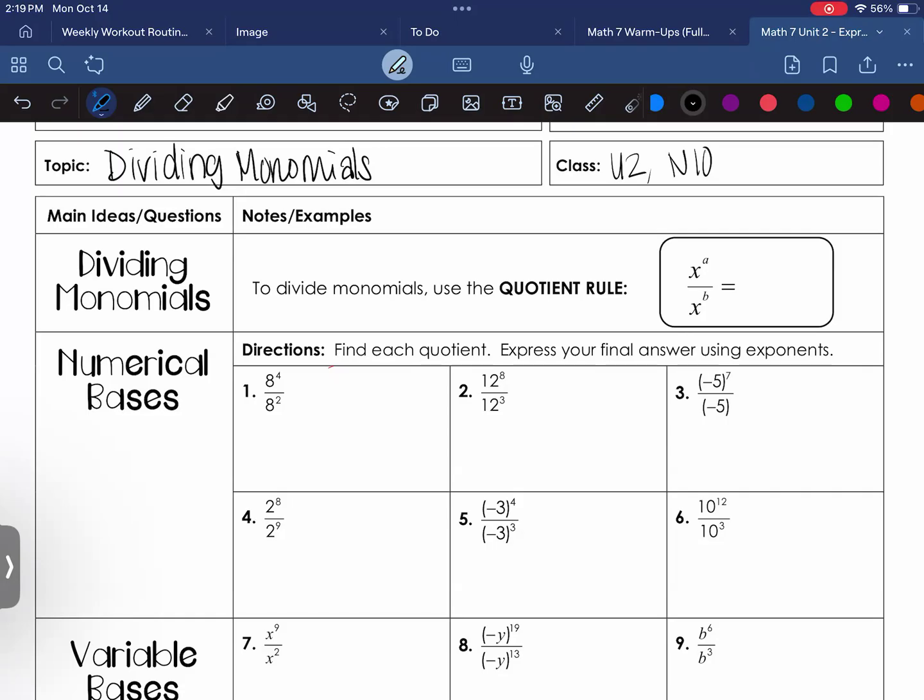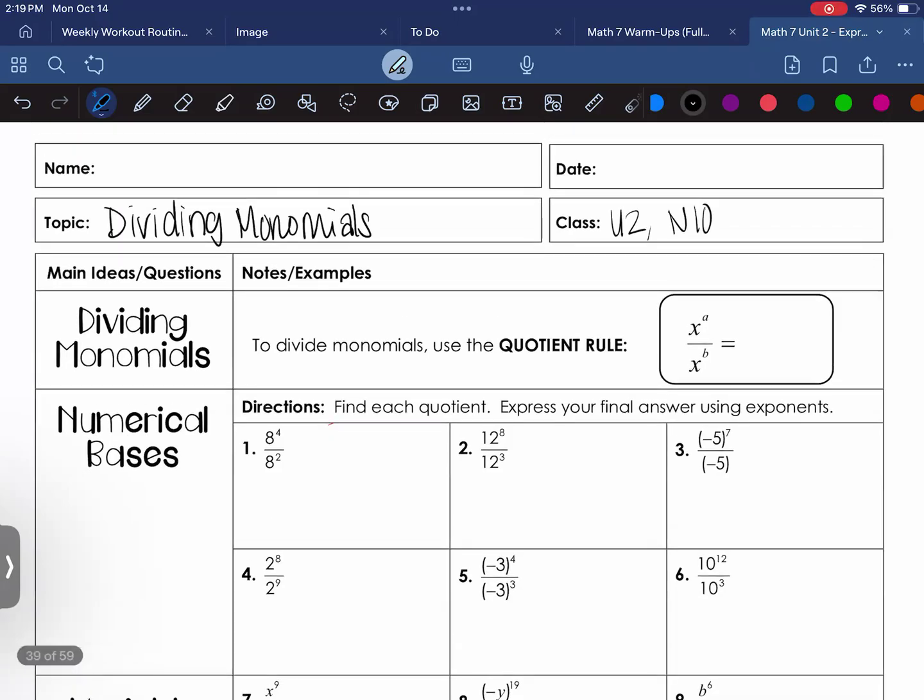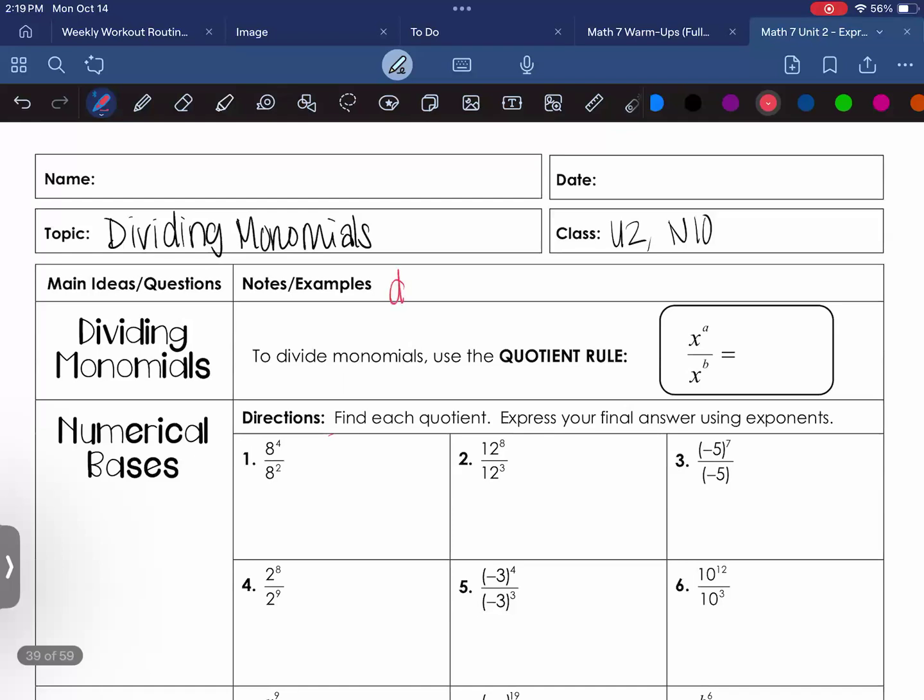Now, this is very similar to multiplying monomials. Remember, when we multiply monomials, we add those exponents together. So when we divide monomials, so if you're dividing terms, you will subtract the exponents. Okay, so you can probably figure out what this quotient rule is right here. It says if we have x to the a power over x to the b power, we're going to have x to the a minus b power.